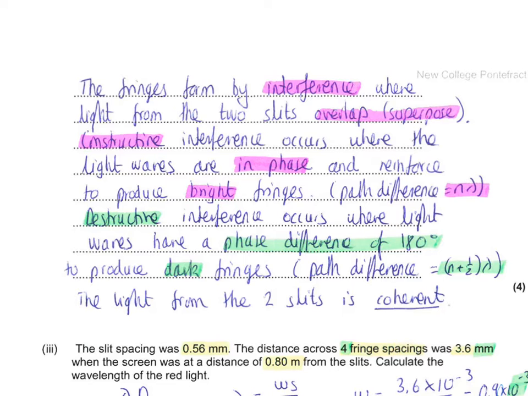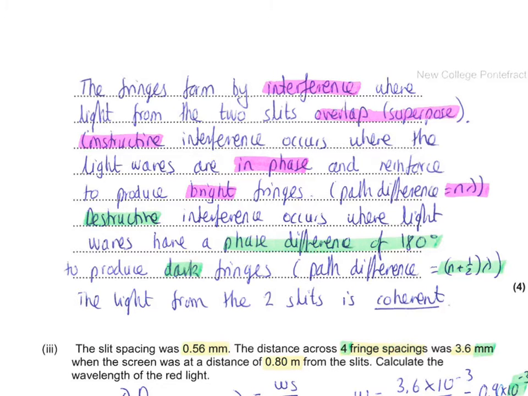And then to go with that, we're going to get dark fringes where we've got destructive interference going on. What's going to lead to destructive interference is the waves arriving with a phase difference of 180 degrees, pi radians, and that will occur when we've got a whole number of wavelengths plus a half. So half a wavelength, 1.5 wavelengths, 2.5 wavelengths.